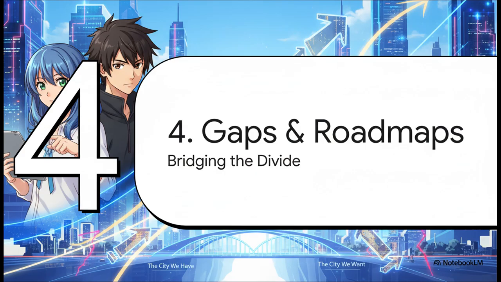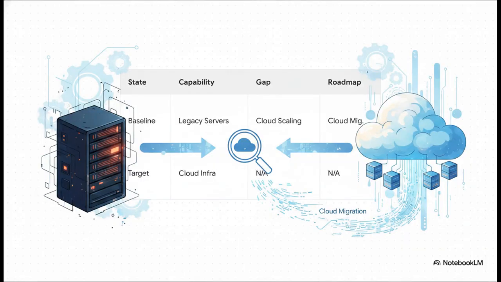Which brings us to Section 4: gaps, roadmaps, and innovations, bridging the divide. So how do we actually get from the city we have today to the city we want tomorrow? Well, take a look at this table. This brilliantly illustrates the solution: gap analysis.